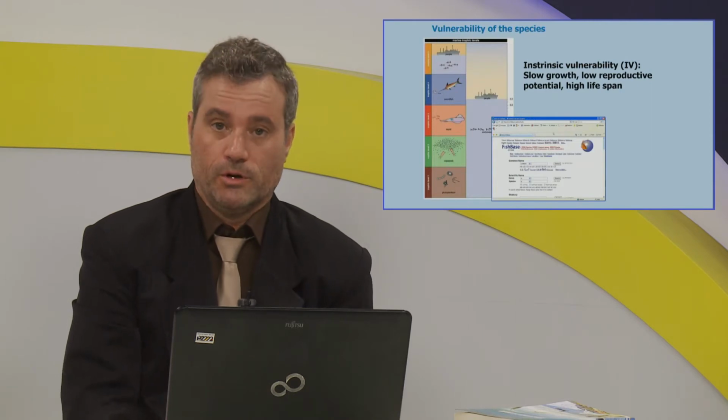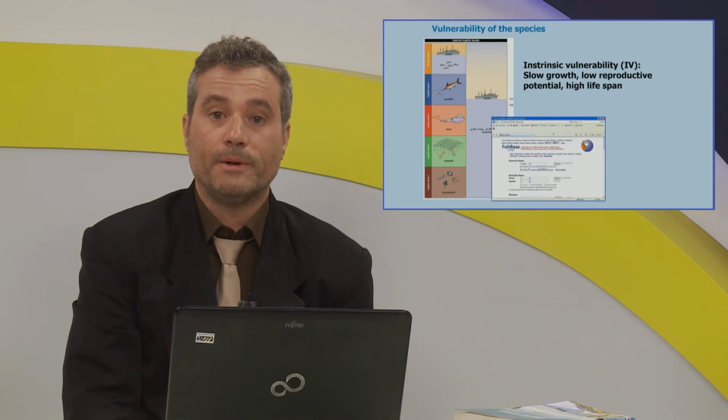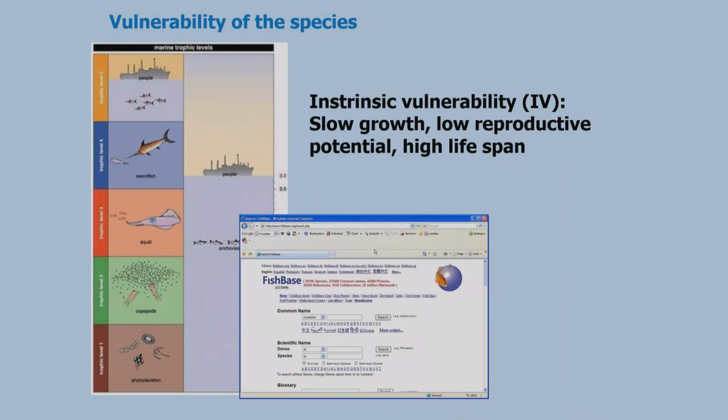Another biological parameter that needs to be taken into account is the vulnerability of the species. Not all species have the same vulnerability to fishing. Some of them are more vulnerable than others. What determines the vulnerability of fish? First of all, growth. Second, reproduction. And third, lifespan. The highly vulnerable species are those which have slow growth, low reproductive potential, and a high lifespan.